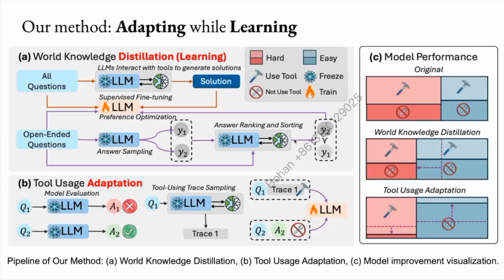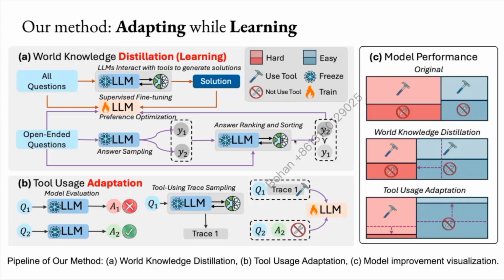For open-ended questions, we also introduce a preference optimization mechanism. The model first samples multiple potential answers, then uses tools to rank and sort these answers. Then we will use DPO to train the model with the generated preference pairs. The second phase, tool usage adaptation, is illustrated in panel B. It's the adapting part of our method.